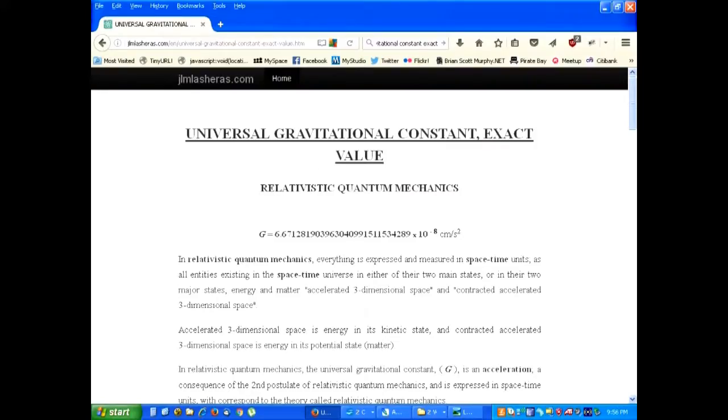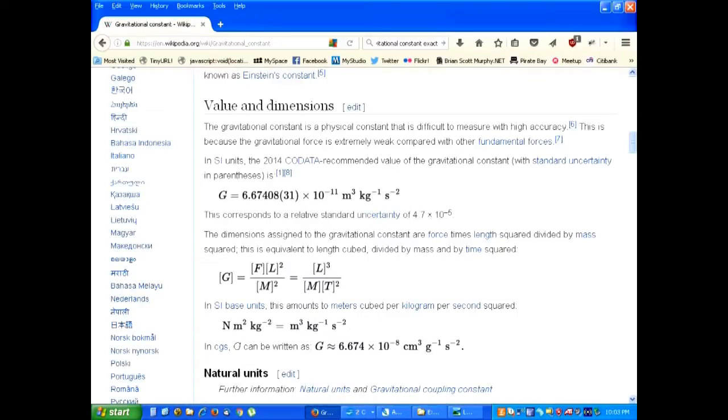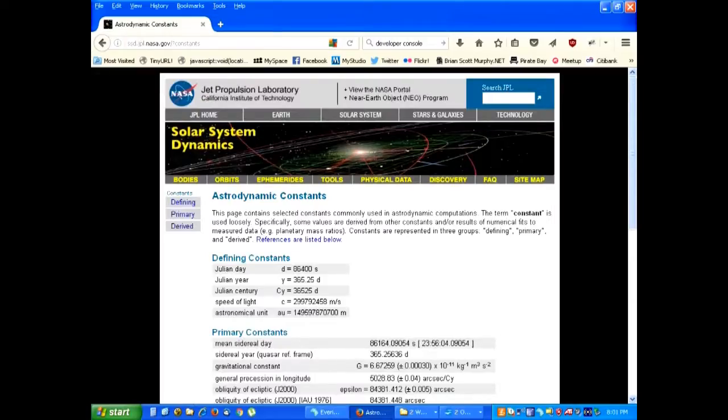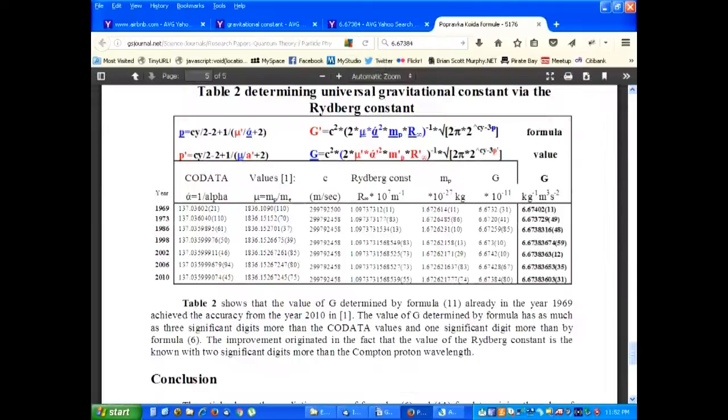But one website claims to have the exact value of 6.671, while Wikipedia shows 6.674. And NASA is using 6.672. And there has been a calculated theoretical value, 6.673836, which is closer to my number of 6.673839. This number was determined by the Rydberg Constant.